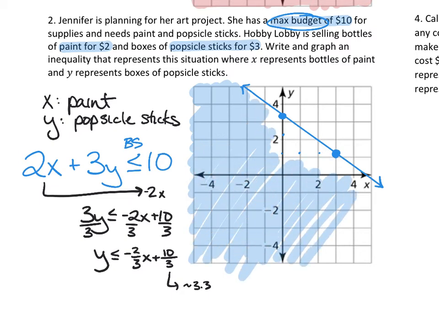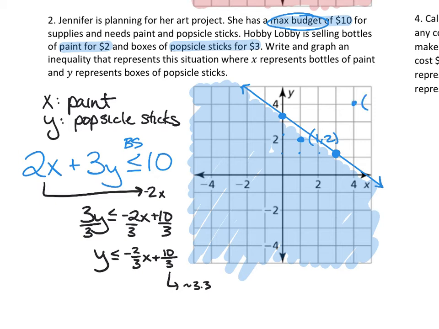Just so happens that we used the same inequality sign here. Just happened to be that that's what Mandy had. She had a max budget. Now let's talk about some reasonable answers here. Anything in the shaded region is reasonable. So here's the coordinate point 1, 2. Can Mandy buy 1 bottle of paint and 2 popsicle sticks? Yeah, she would be within her shaded region, which means she would have enough money for that.